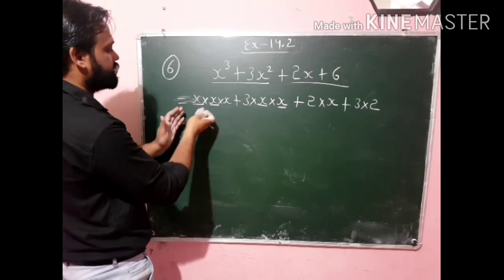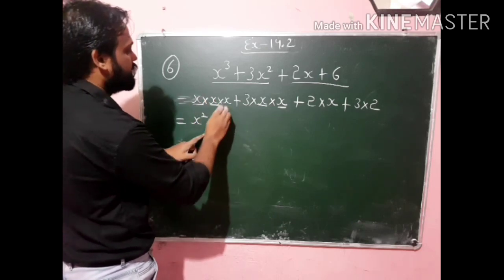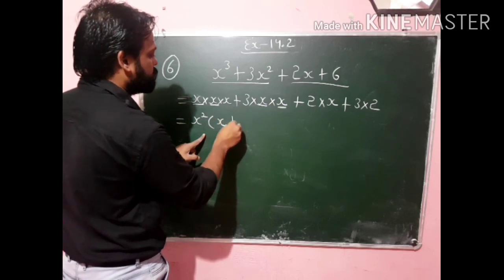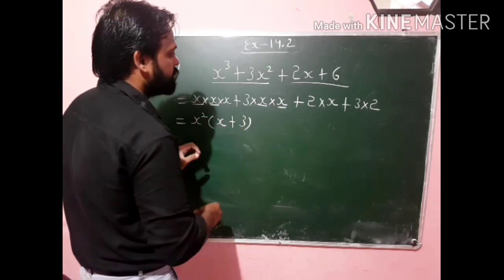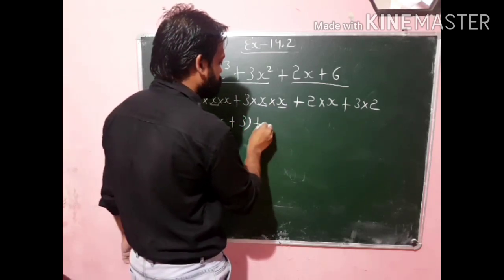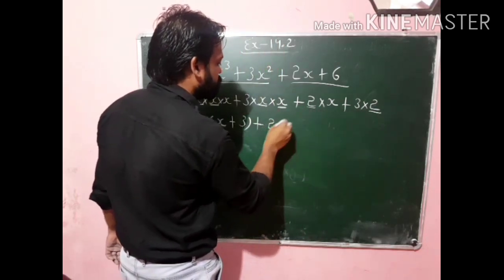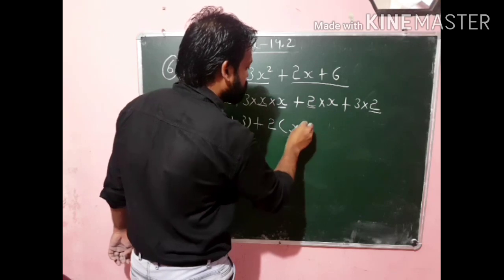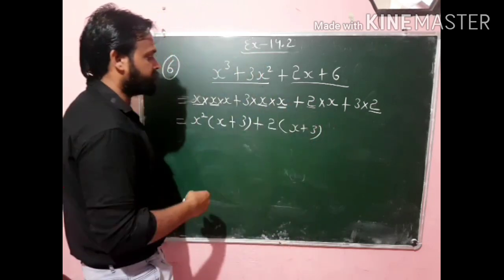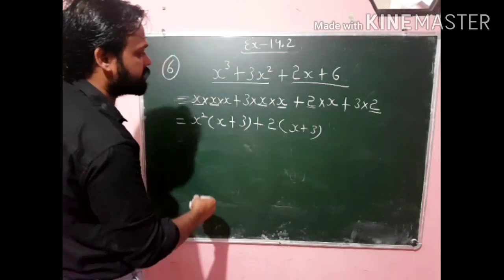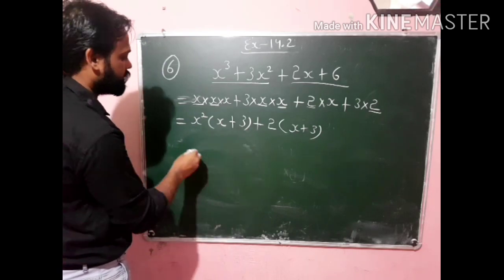We can take this x into x, x square, outside of the bracket, and this x is inside the bracket, and plus this 3 is inside the bracket, and then plus sign as it is. So see that this 2 and this 2 is common. So take 2 common, and then x plus 3 again inside the bracket. So you can see this x plus 3 and this x plus 3, both brackets are same.